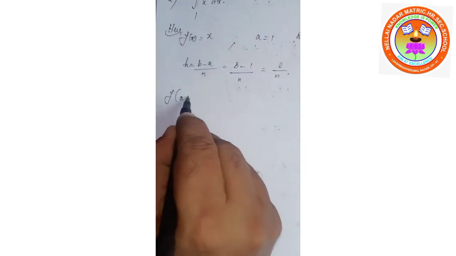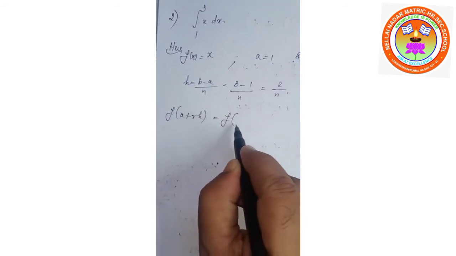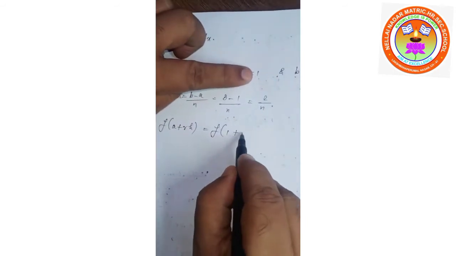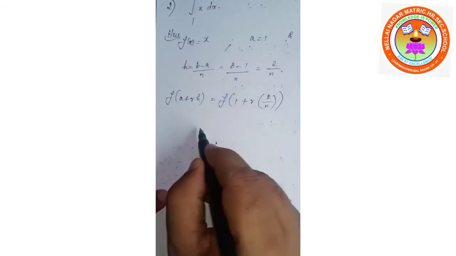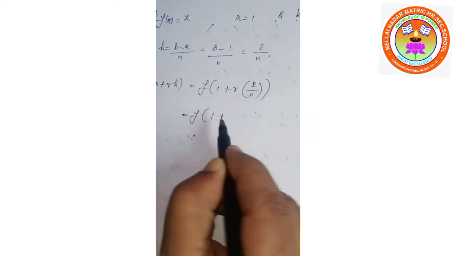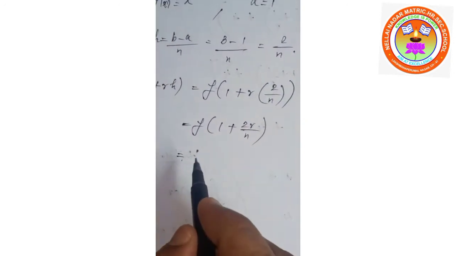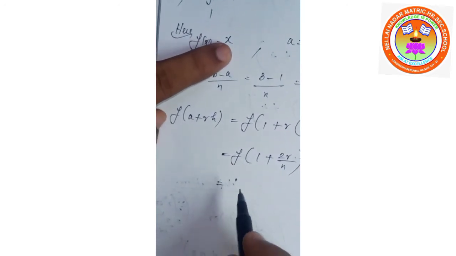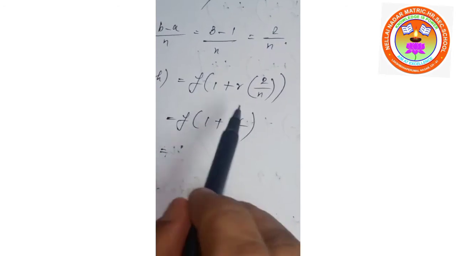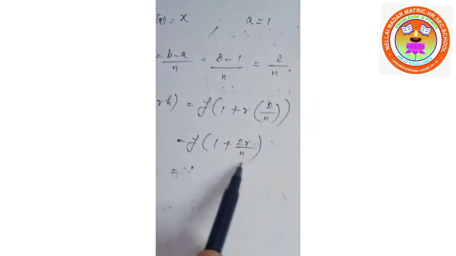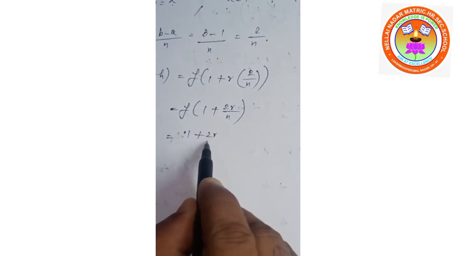Then you have to find out f of a plus r into h. That equals f of, a value is 1, plus r into h, value is 2 by n. That is equal to f of 1 plus 2r by n. We have f of x equals x. So what is x? 1 plus 2r by n. So replace x by 1 plus 2r by n. So we will be getting 1 plus 2r by n.